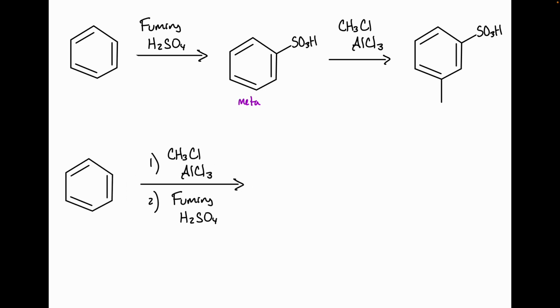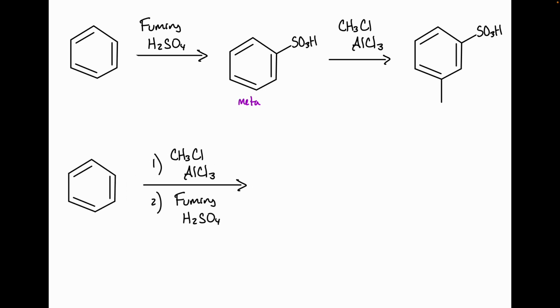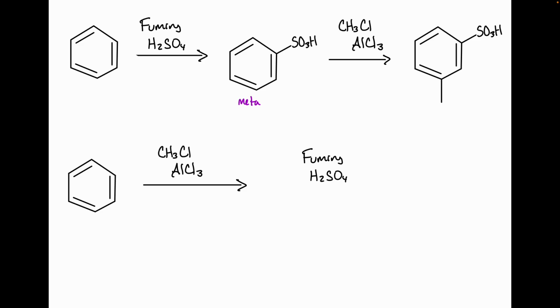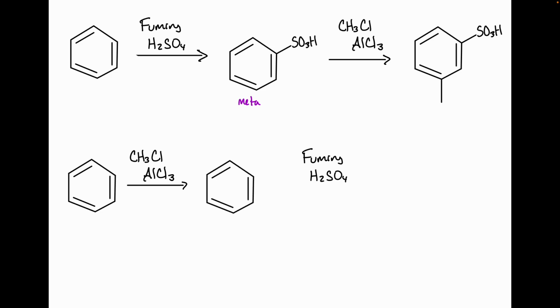Cool. All right, so now we're going to do the same thing, but we're going to swap the order here. Now I'm going to do my alkylation reaction, my Friedel-Crafts reaction first, and then I'll add my fuming sulfuric acid afterwards. So now my first reaction puts a methyl group on that ring. And now I have my second reaction where I add that fuming sulfuric acid.